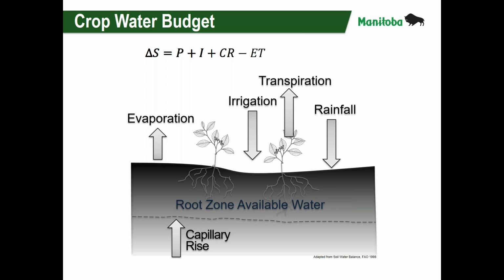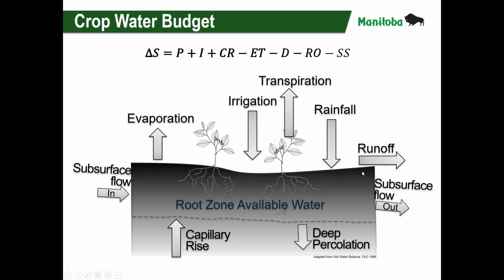However, we lose water through evaporation directly from the soil surface or through transpiration, sometimes through deep percolation if water leaches beyond the root zone. And sometimes we do have runoff if the rate of infiltration is lower than the rate at which water is added to the soil surface. So if we have a high rate of rainfall compared to the rate at which the water can infiltrate, we would have runoff. And we also have the subsurface flow.